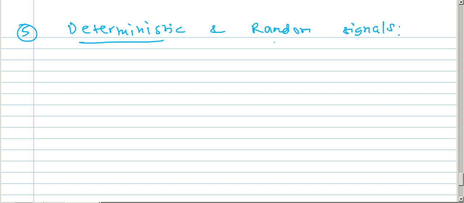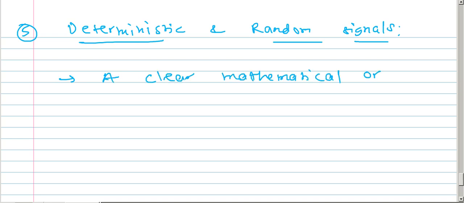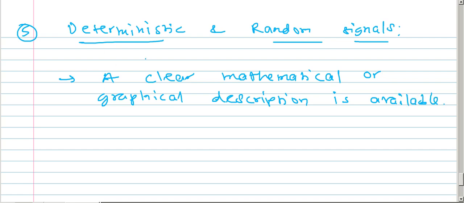Now the last classification is the deterministic and random signal. A deterministic signal is one for which a clear mathematical or graphical description is available. So this type of signals is known as a deterministic signal. A signal for which the clear mathematical or graphical description is available is known as a deterministic signal.